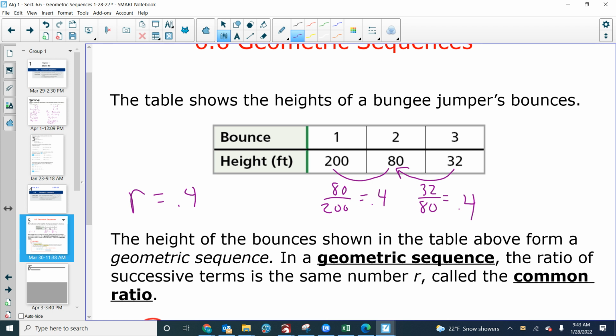What's this? A bungee? You guys have all seen somebody bungee jumping, right? After every time you bounce, what's going to happen? You're not going to recoil as much, right? And that's what's happening here. What would the fourth bounce be? What am I going to multiply 32 by? 0.4. 12.8 feet. Okay.